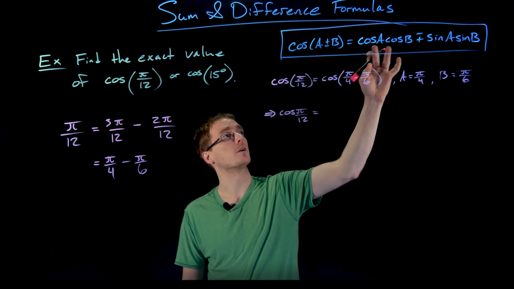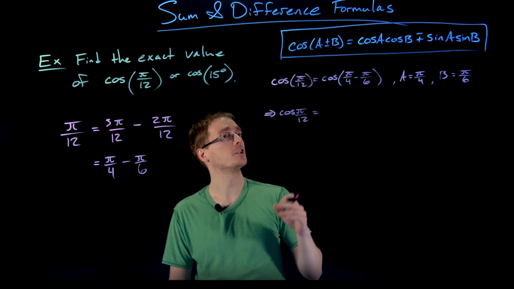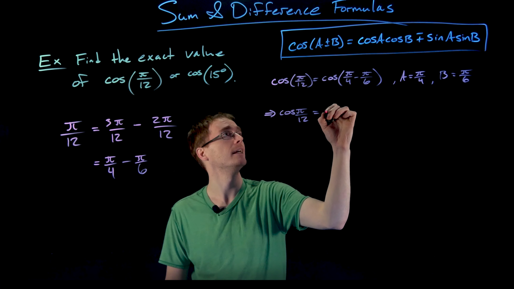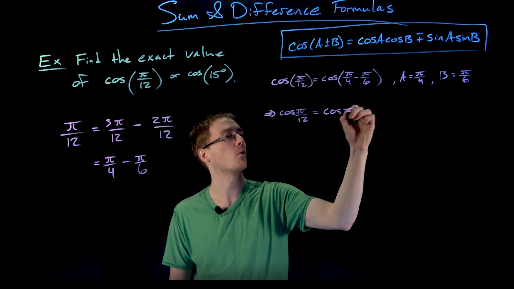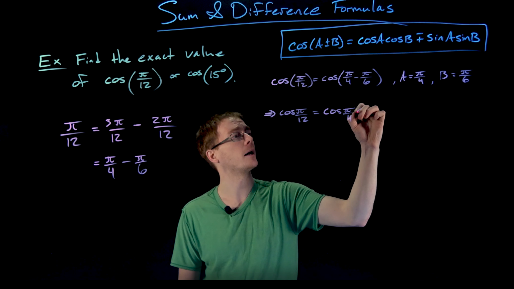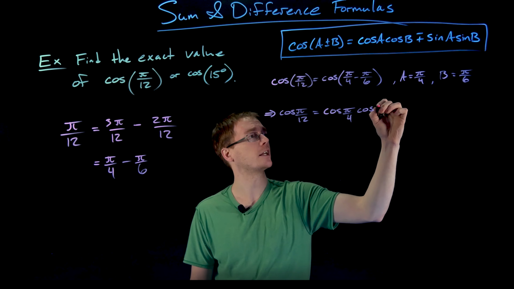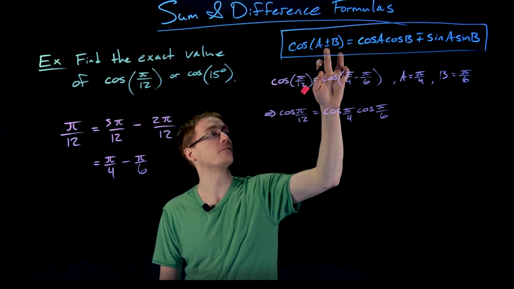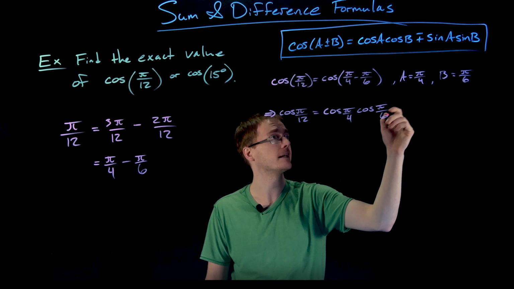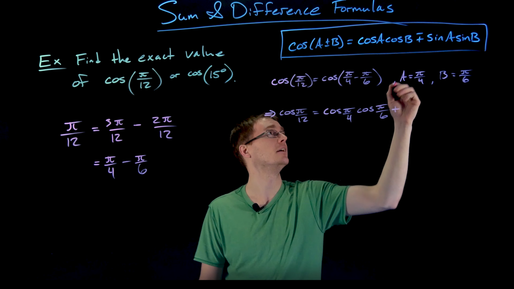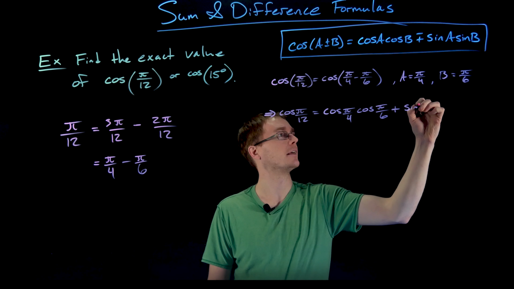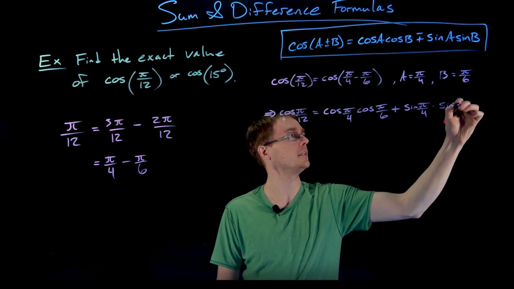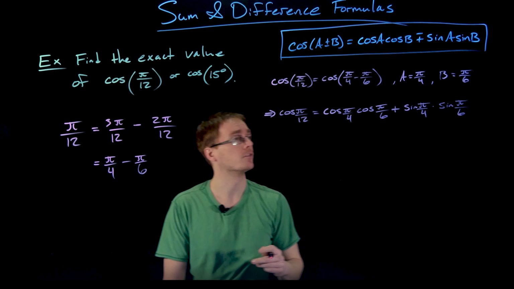All right, so according to our difference formula for our cosine function, cosine of pi over 12 in terms of pi over 4 and pi over 6 is going to be cosine of pi over 4, or our angle A, multiplied by cosine of pi over 6, or our angle B. Then we have to add to that. Remember, the minus on the left-hand side corresponds to a plus on the right-hand side. So we have to add to that sine of our angle A, that is sine of pi over 4, multiplied by sine of our angle B, or sine of pi over 6.